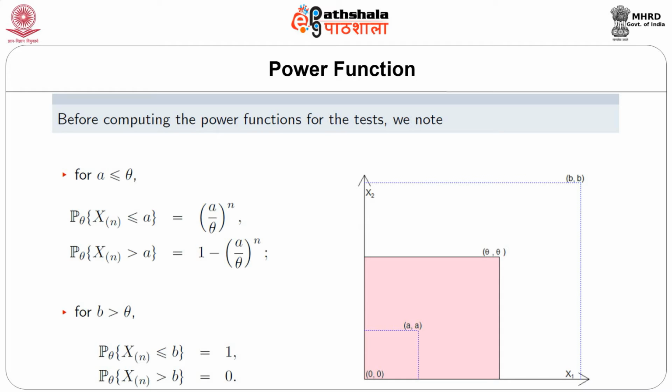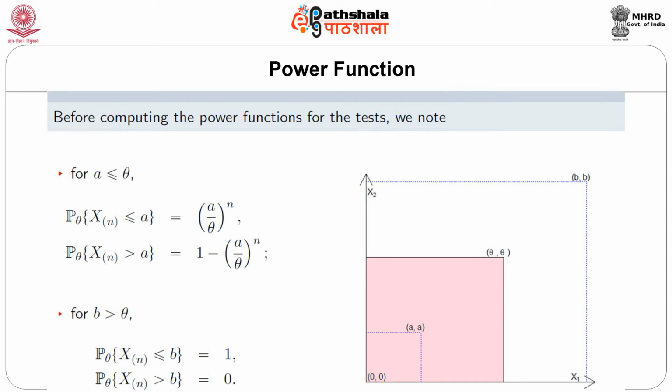So, a is here. What is the probability that x order n is less than or equal to a? That means all the values x1, x2, ..., xn are less than or equal to a, and that probability is definitely (a by theta) to the power n. Therefore, the probability that x order n is strictly greater than a is 1 minus (a by theta) to the power n.